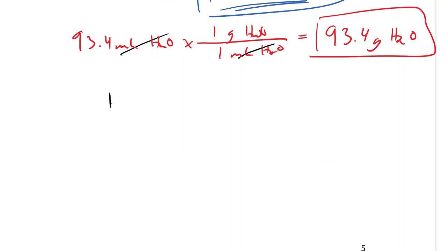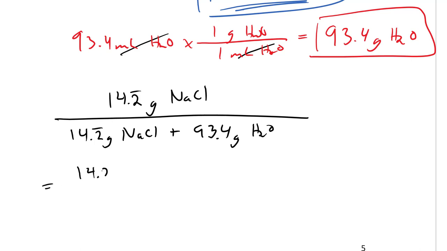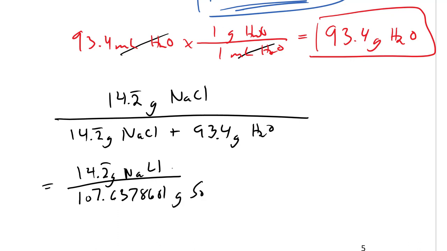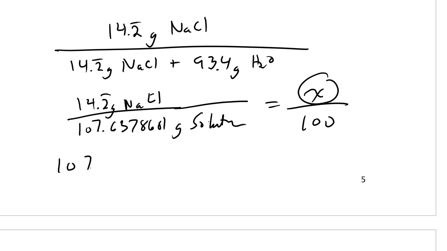Okay, now we can do the calculation. We have weight over weight, 14.222 grams of sodium chloride over, again, we're mixing our 14.222 grams of sodium chloride plus the mass of the water. And this will give us 0.0 solution. What I would like is the percent concentration. So my unknown is X. Let's cross multiply.